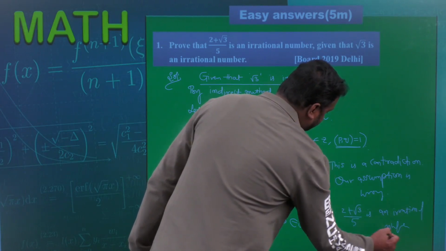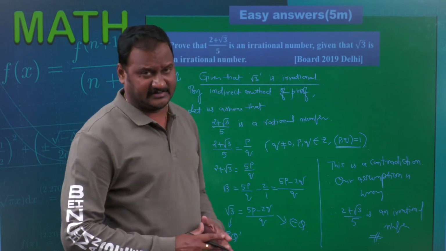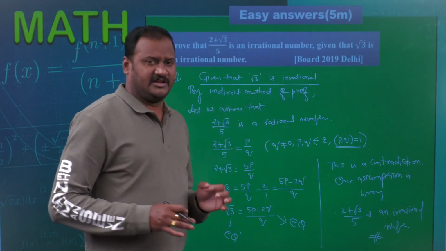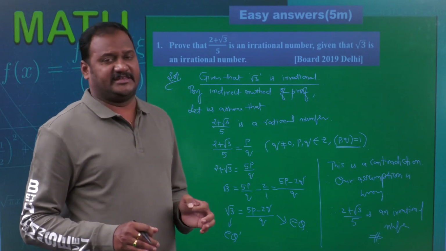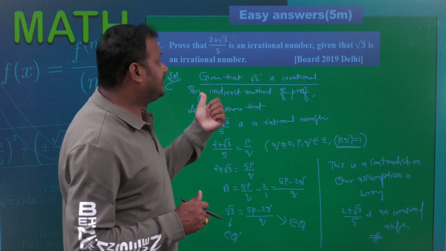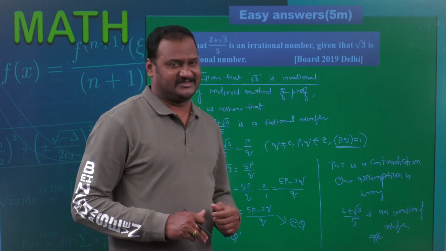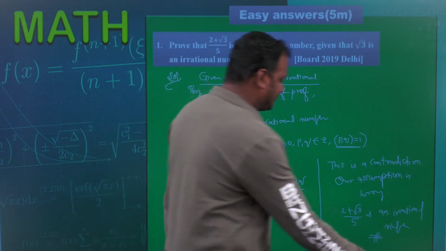So this is the way of proving that the given number is an irrational number. Hope you understand how to answer this. This kind of problem is compulsory in your board examination. So please concentrate on these kinds of problems, and this is the only systematic way to prove this. Hope you understand. Let's move on to the next problem.